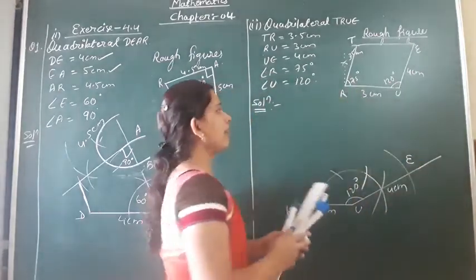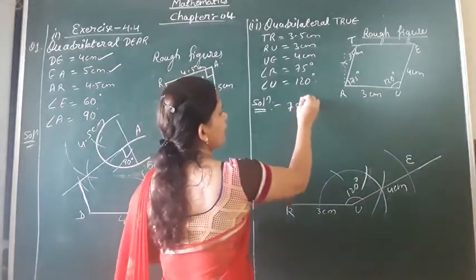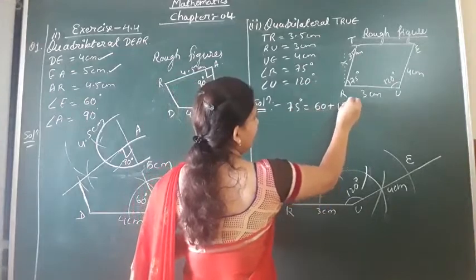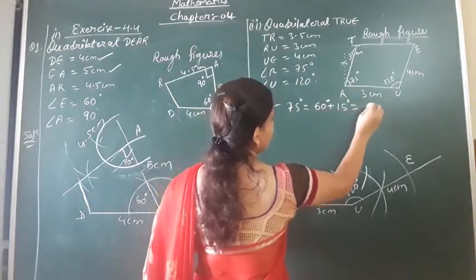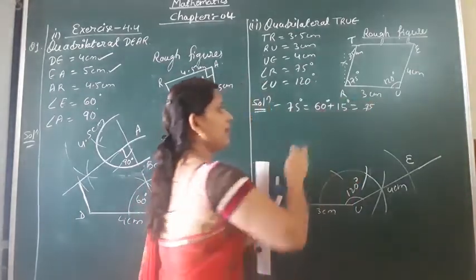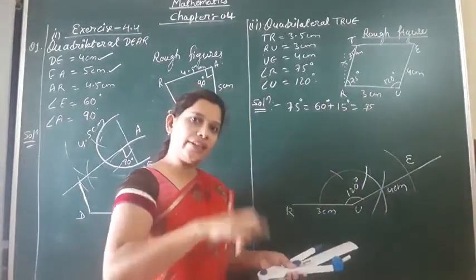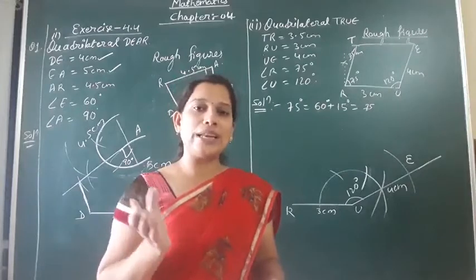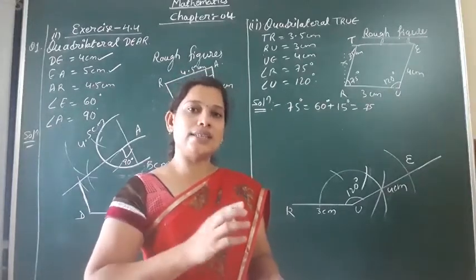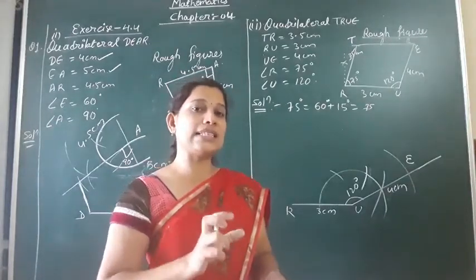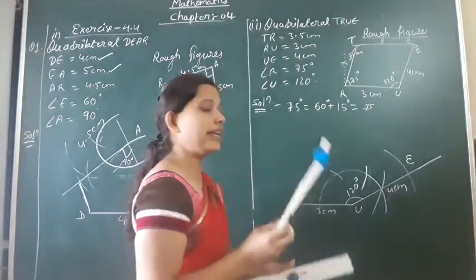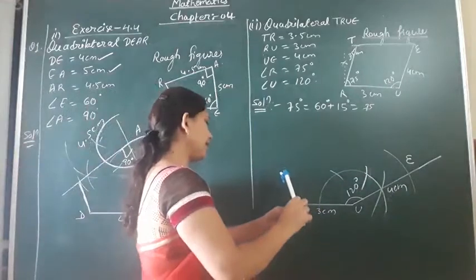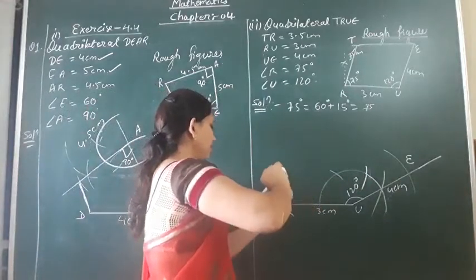Now next is what? 75. So how to draw 75? So 60 plus 15 will be equal to how much? 75. So first we are going to draw 60 and then 30, because half of 30 will be 15. So first we will draw 60, then again draw 60, and after that draw the bisector of 60. Take any radius on the mouth of your rounder, and draw an arc.